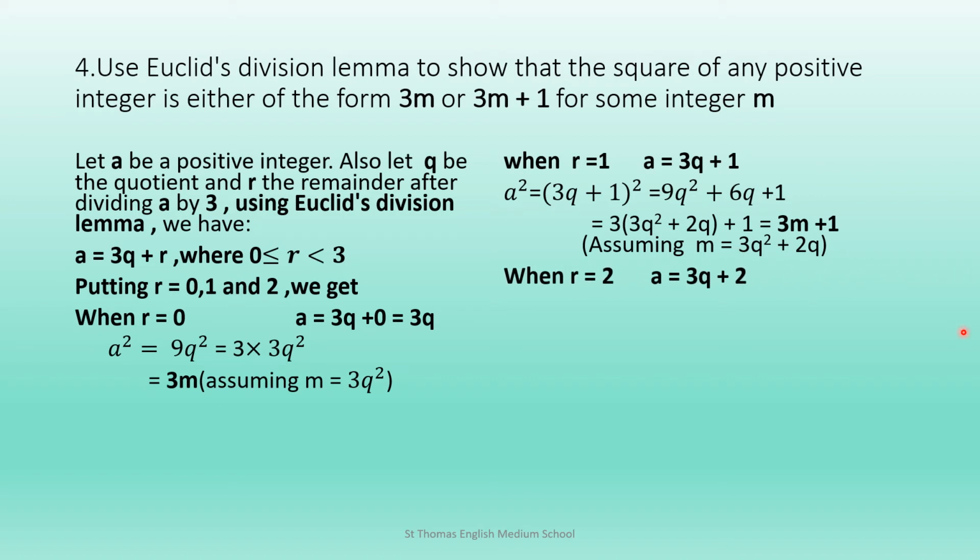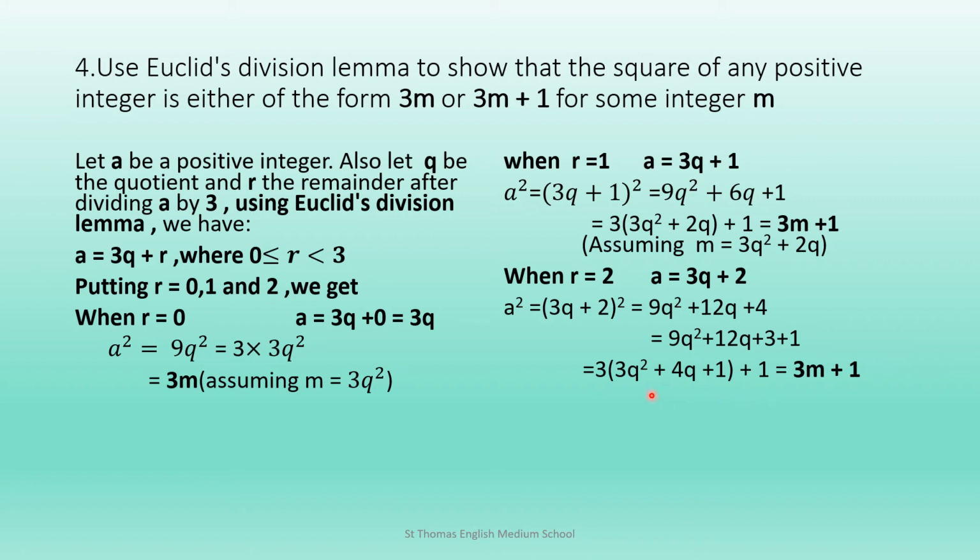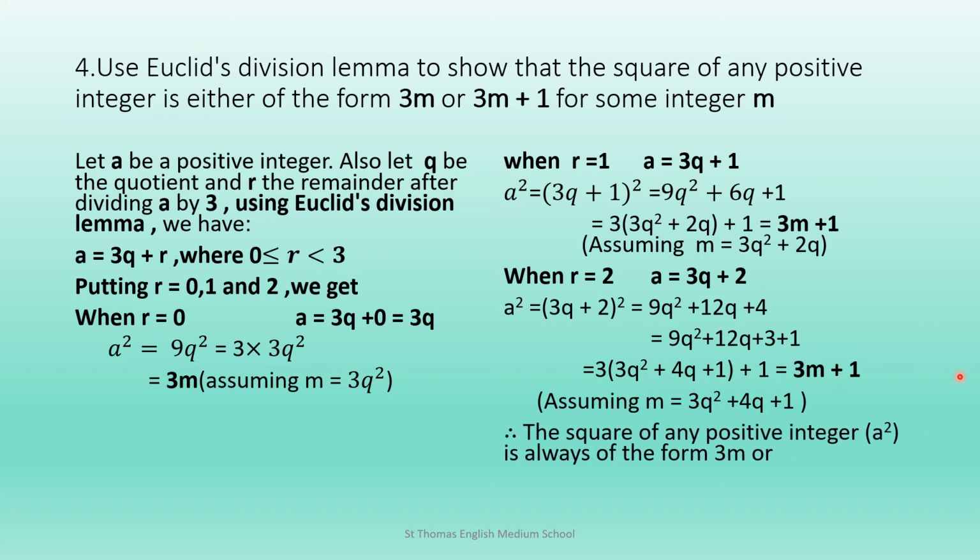When r equals 2, a equals 3q plus 2. a square equals (3q plus 2) whole square, that is 9q square plus 12q plus 4. You can write it as 9q square plus 12q, and 4 you have to split as 3 plus 1. Now from the first three terms, you can take 3 as a common factor outside. So you have 3 multiplied by (3q square plus 4q plus 1) plus 1. That is, you can write it as 3m plus 1, assuming m equals 3q square plus 4q plus 1. Therefore, the square of any positive integer is always of the form 3m or 3m plus 1. Hence, proved.